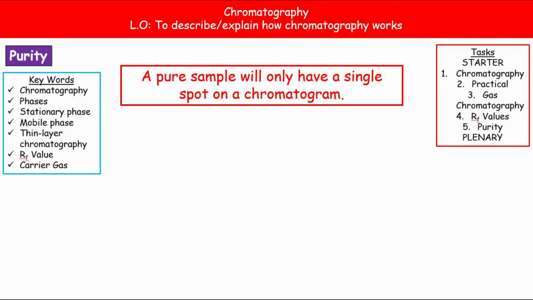Hopefully what we said there is that if it's a pure sample, it will only have a single spot on the chromatogram because it won't separate out. If there's only one chemical, we're not going to have more than one spot.